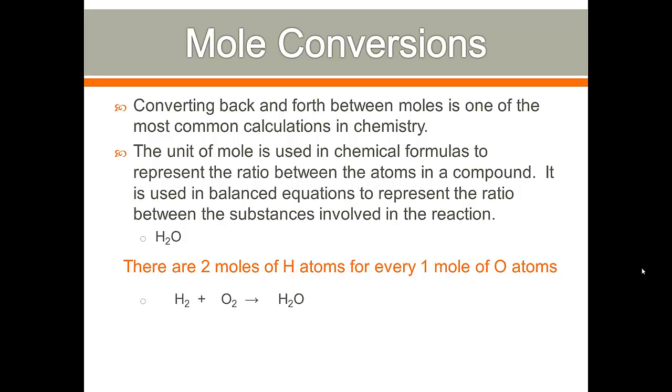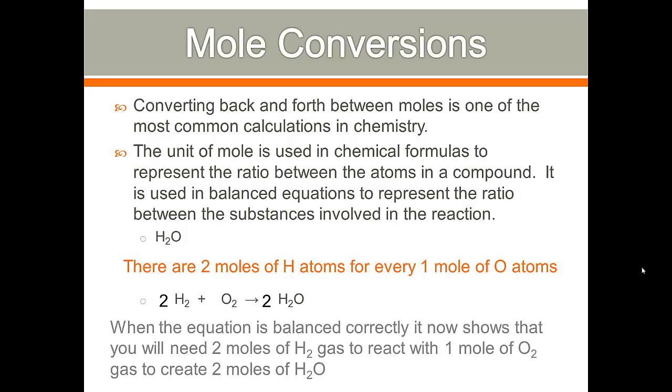In our second example, we have an equation there. Now that is not currently balanced. In order to balance it, you need to put a 2 in front of the H2 and then a 2 in front of the H2O. When that equation is balanced, it now shows that you'll need 2 moles of hydrogen gas to react with 1 mole of oxygen gas to make 2 moles of H2O. That allows us to look at the ratio between those different things in that one equation. That ratio is called a mole ratio, and you use it when you use the balanced equations.